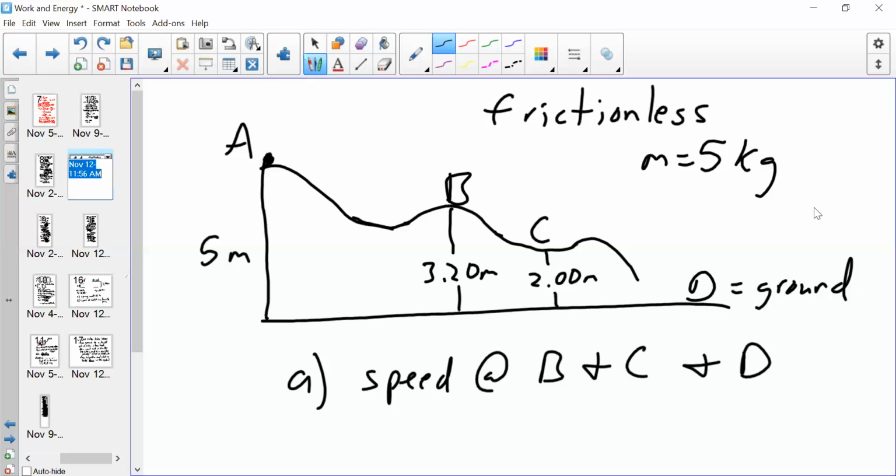Why don't you guys take some time to do that? I would like you to find, the book says, the speeds at B and C. I want you to also find it at D, where D is the ground. Okay, so take a few minutes. Let's talk to each other in your breakout rooms.